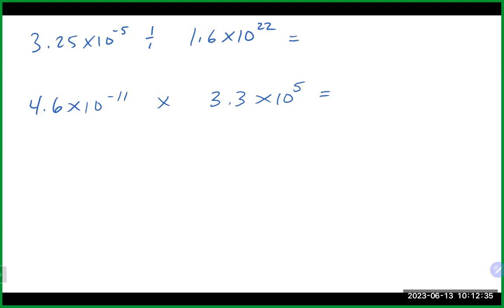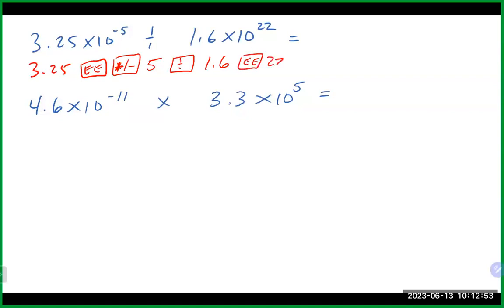Okay, let's take a look. So if we were to punch the first one in, once again, 3.25, you hit your exponent button. You would hit your negative button. You would then hit 5. You would hit your divide button. You would do 1.6 exponent button and 22 as it's positive and hit the equals button.